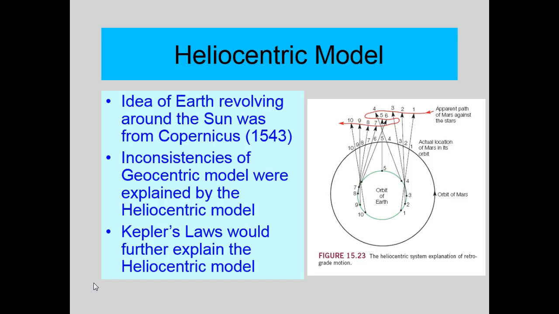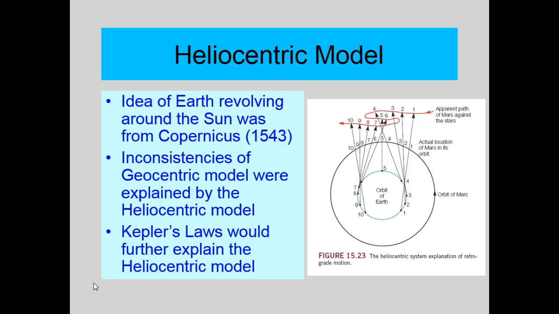Mars isn't going around the Earth. There's certain parts of the year where it seems like it might be, but it's actually going around the sun. It's just going much slower, much further out than we are, so it seems to have different positions. And all the planets could be explained this way.